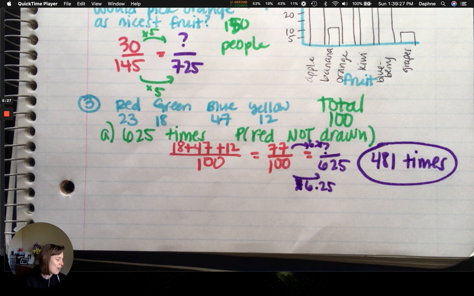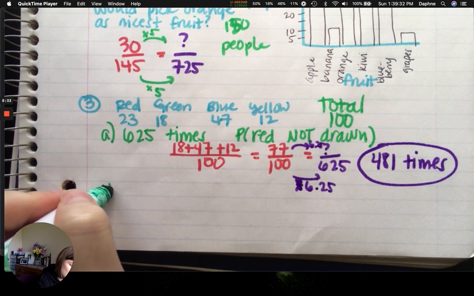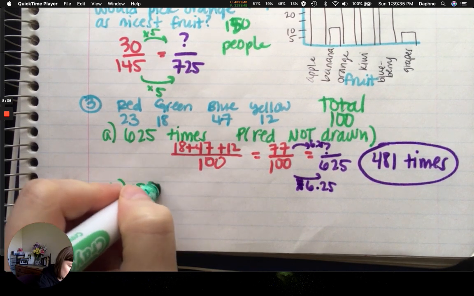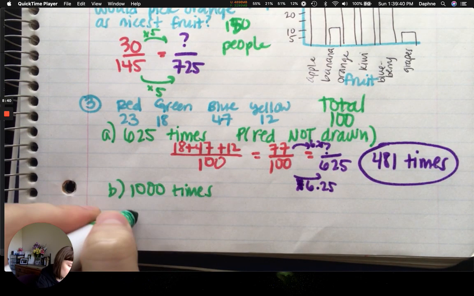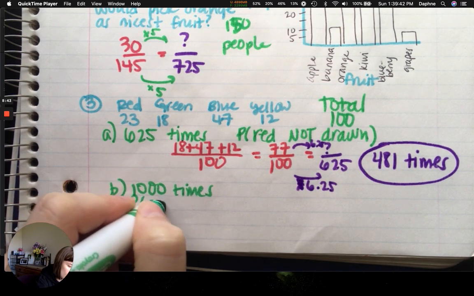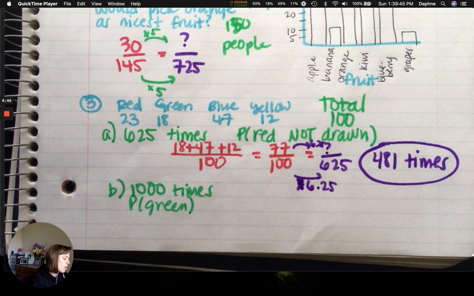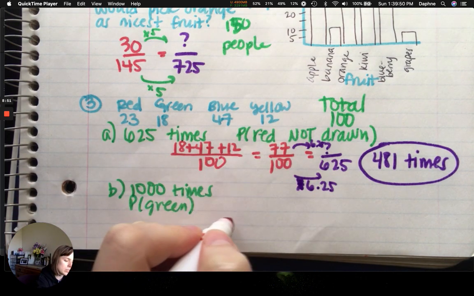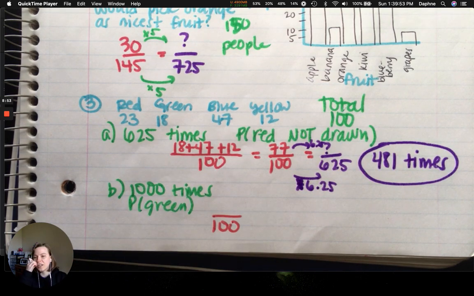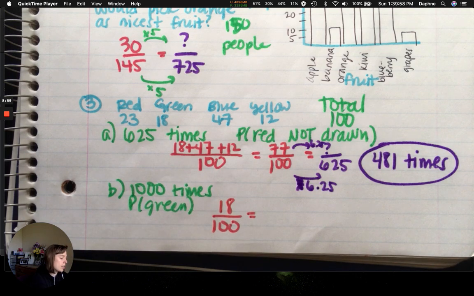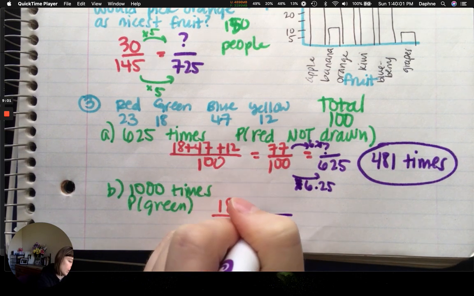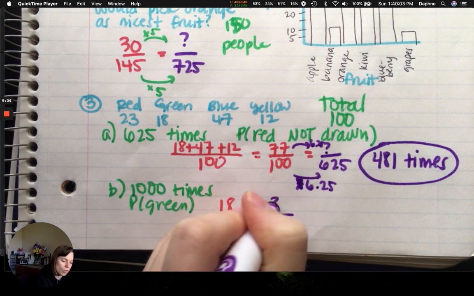So on that note, what if instead of just 625, we go all in and I want to draw 1,000 times? Okay, 1,000 times. I want the chance that I am going to draw green. So far, in my normal 100 times, how many times do we draw green? 18. And now how many times am I drawing? 1,000. And I don't know how many times it's green.